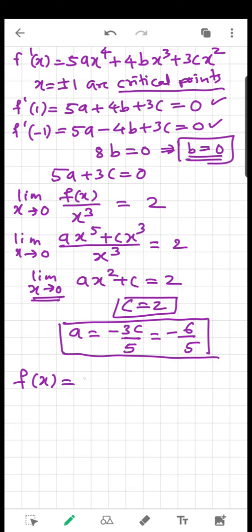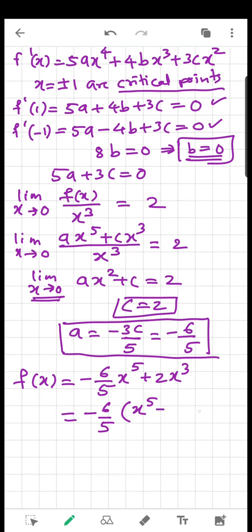So what is f of x? F of x is equal to minus a, so minus 6 by 5 x to the power 5 plus twice x to the power 3, because b is equal to 0 already, so the x to the power 4 term is absent. So if I take minus 6 by 5 common, what are we left with? It is x to the power 5... okay, so a is equal to minus 6 by 5.